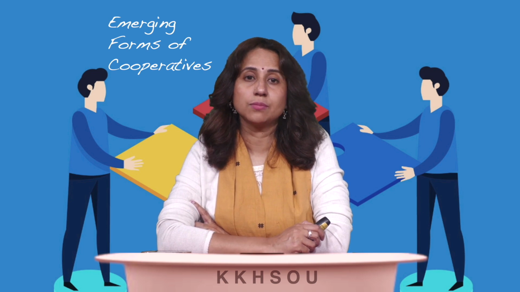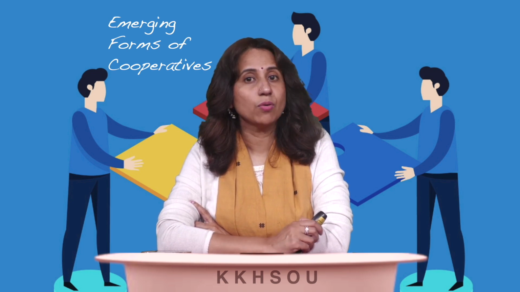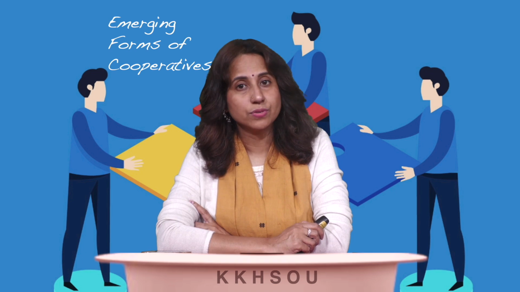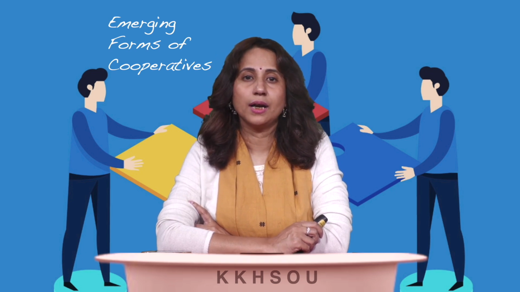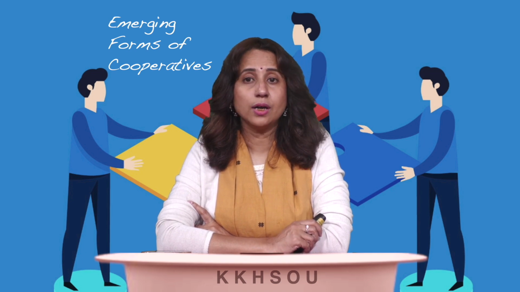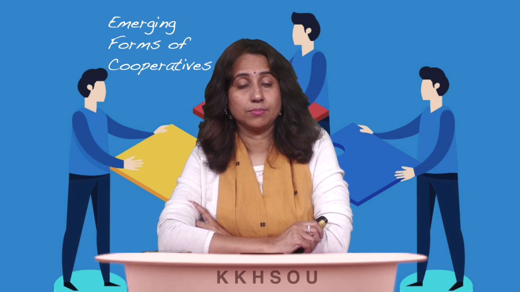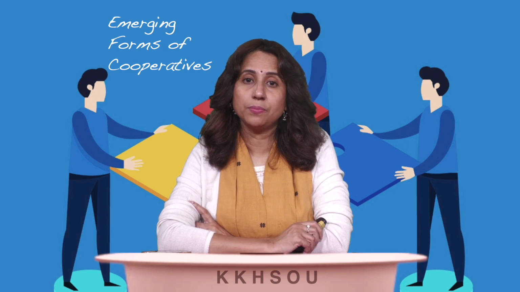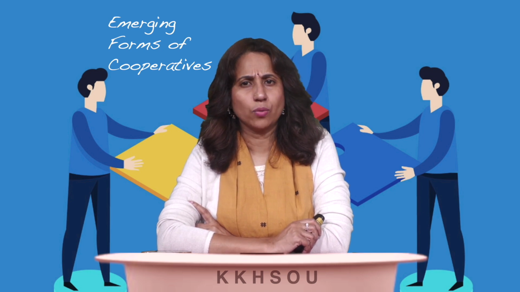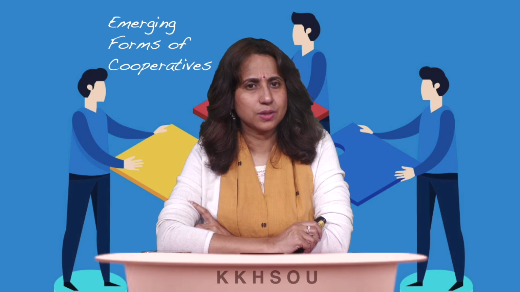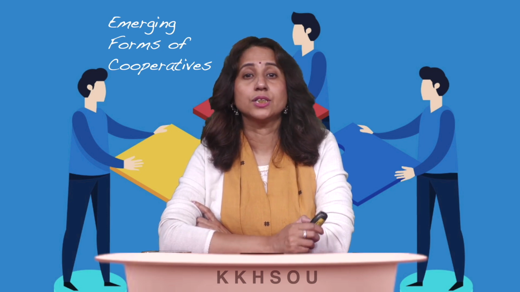The structure of an FPC includes the general body comprising all the shareholders that are the farmers, a board of directors elected by the shareholders, minimum of 5 directors and maximum of 15, and professional management led by the chief executive. The board meets regularly to oversee the company's operation, while the general body meets at least once annually to approve financial statements, elect directors, and make major policy decisions.